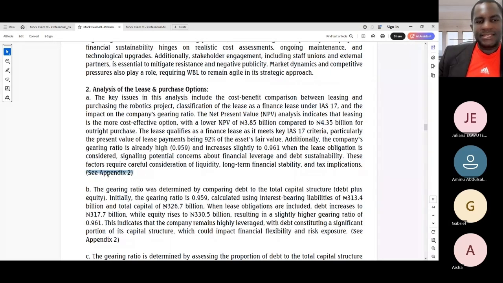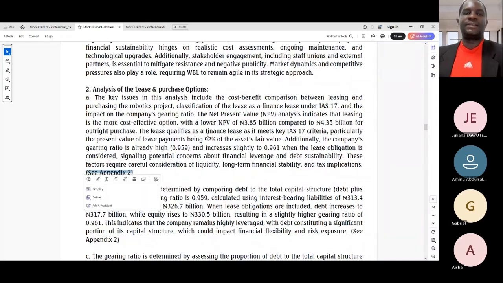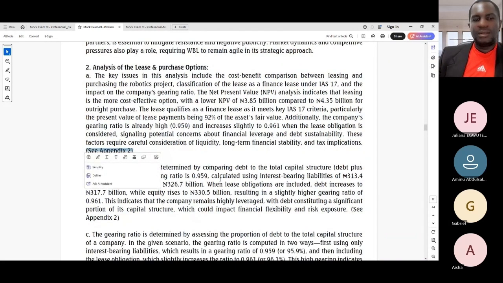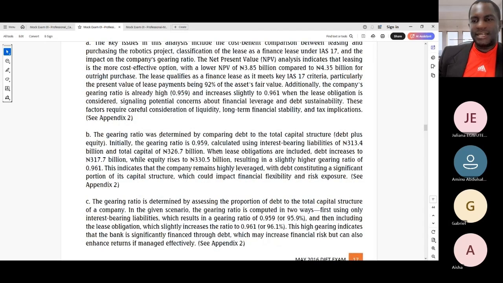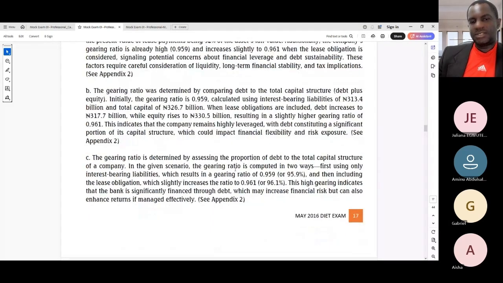You see, this C appendix makes the examiner very, very happy because you are referencing the appendix that you computed. The second point is we talk about the gearing ratio, looking at the debt to total structure capital, like we did in that appendix or the tutorial session. So we'll talk about the companies being highly geared and the risk exposure it faces.